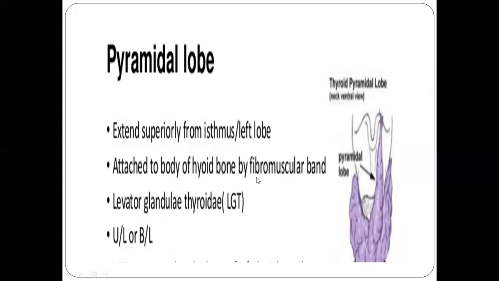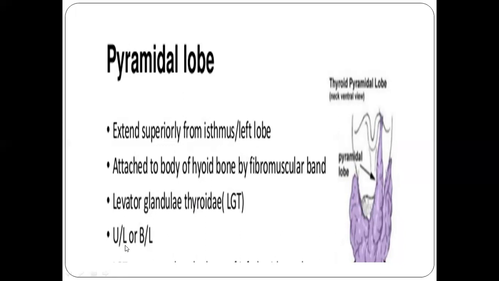Sometimes it is of fibrous and muscular type. Both varieties are present. The fibrous band is also present, and the muscular band is also present. Sometimes it is wholly a muscular band which attaches the pyramidal lobe to the hyoid bone, and sometimes it is only fibrous. I have pictures of this, and I will show you in a while.